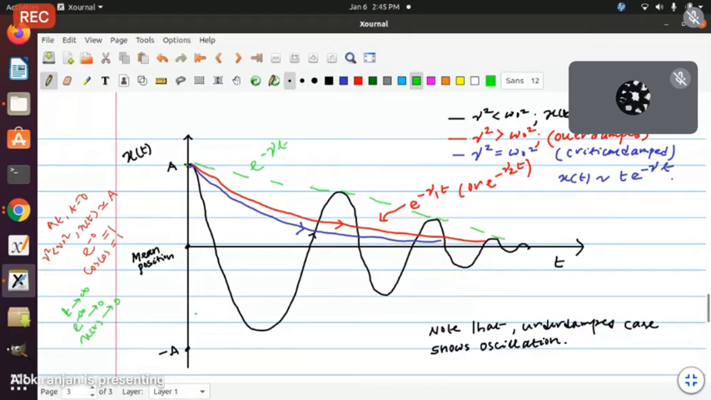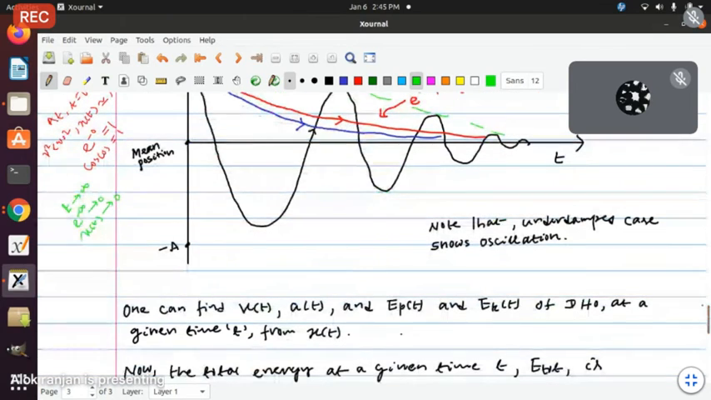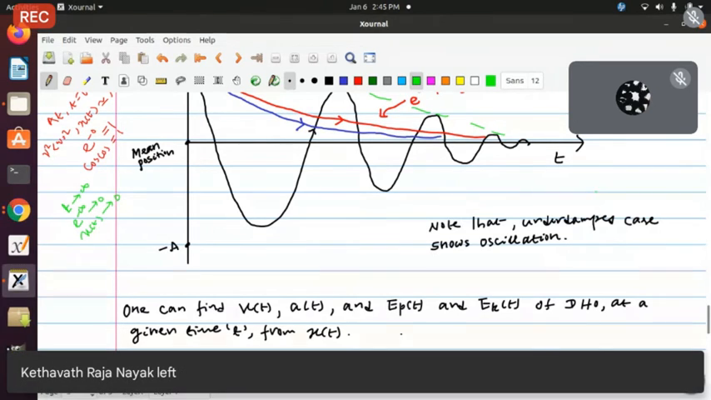Okay, so now the next job is to find out the velocity, acceleration, potential energy, and kinetic energy that are associated with the damped harmonic oscillator at a given instant of time t, as it performs oscillations.